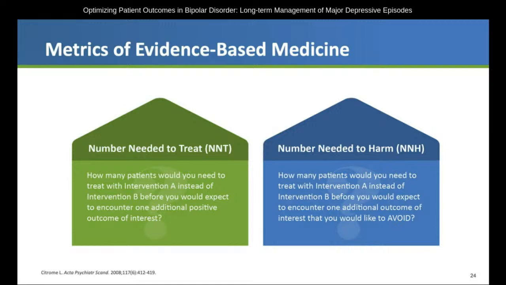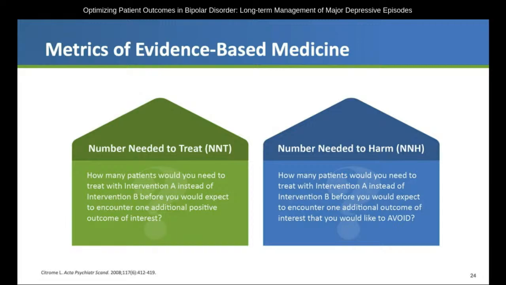Number needed to harm is NNT's evil twin, so to speak, and it measures things we'd rather avoid. It answers the question, how many patients would you need to treat with intervention A instead of intervention B or placebo before you would expect to encounter one additional outcome of interest that you would like to avoid, such as one additional patient complaining of being sedated or having akathisia or gaining weight.